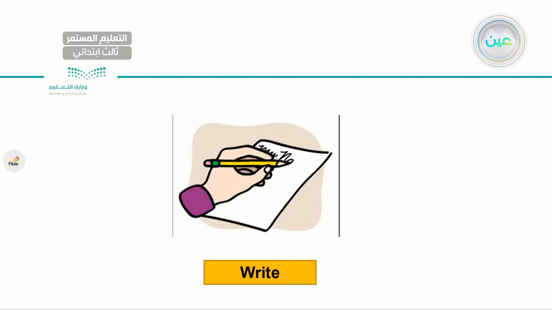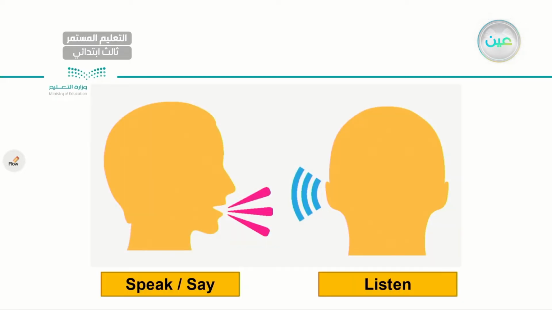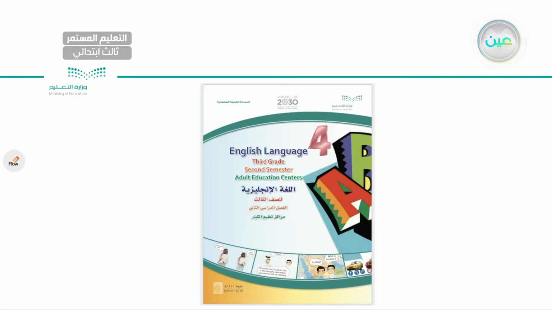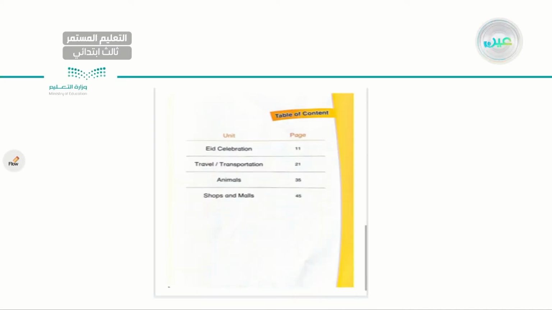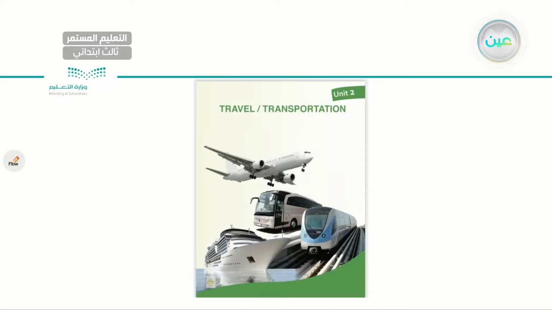So for this section, make sure you have your notebook, pencils right next to you. While I'm speaking out the words, make sure you are listening and repeating them correctly. This is your book, book number 4. Make sure you have this book. Travel and transportation start at page 21 or 22. This is the cover, travel and transportation unit number 2.